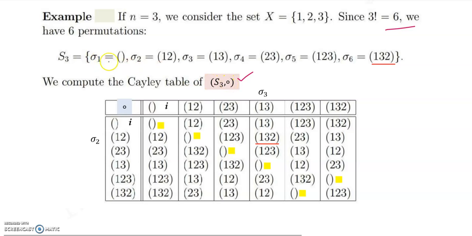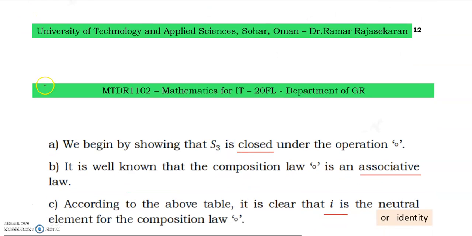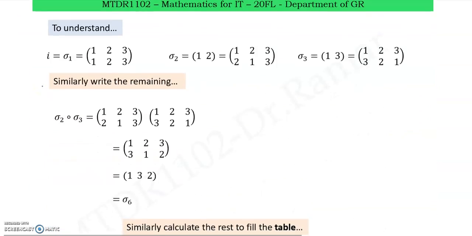Okay. Now sigma 1 is the identity element. That's why I am writing here empty. You see, the notation is empty. See, sigma 1 is equal to empty. It is not assigned to another element, means 1 to 1, 2 to 2, 3 to 3. Okay. Now you see here, to make you understand I'm writing, I is equal to what? Sigma 1. Sigma 1 is I, the identity element. See, 1 to 1, 2 to 2, 3 to 3. This is the identity element.